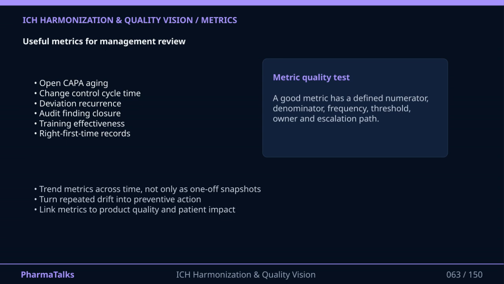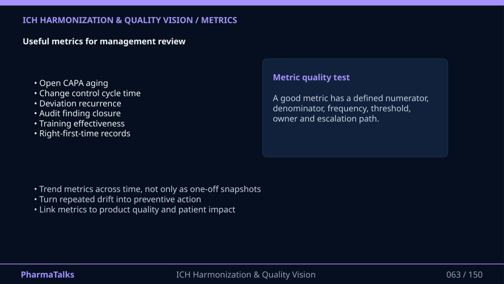We also monitor deviation recurrence to identify recurring issues, audit finding closure to ensure timely resolution, training effectiveness to gauge staff competency, and write first-time records to promote accuracy and reduce errors. Now, when evaluating these metrics, quality is essential.